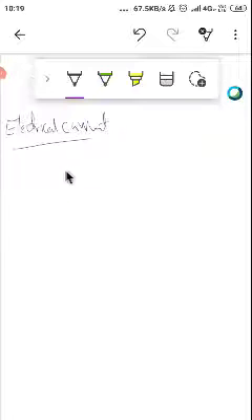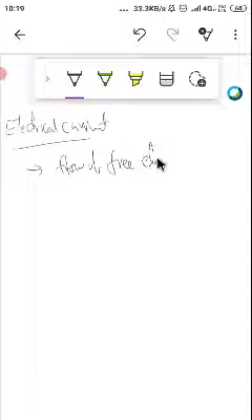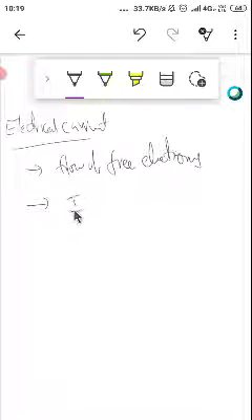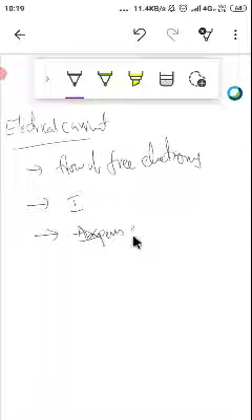It is denoted by the letter I. So the flow of free electrons is called an electric current, and it is denoted by I, and its unit is the ampere. We have to write it in small letters, and it is denoted by capital A.